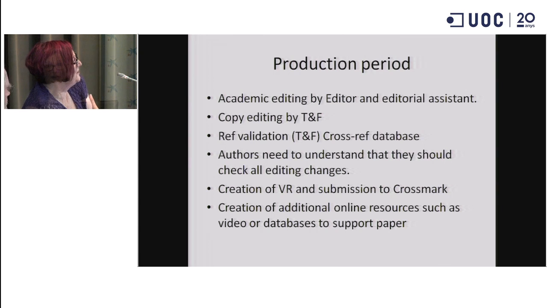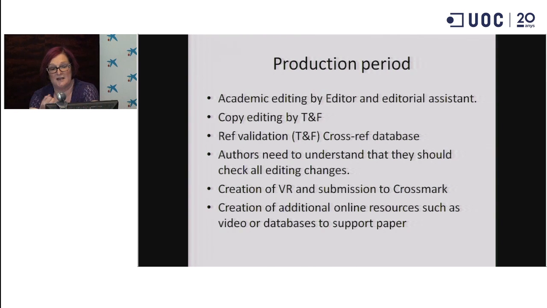Then in the production period, how we help the author, although they may not think it is, we do a round of academic editing. Then the paper's copy edited by the publisher's copy editor, but mainly that's for things like style, but also all your citations are checked and validated through the cross-reference database, which you probably didn't do as the author. Then we need authors to understand how they need to check this, and then what the publisher does is creates this version of record and submission to Crossmark, which is really important if your citation impact measures matter, because that becomes the version of record against which everything else is measured.